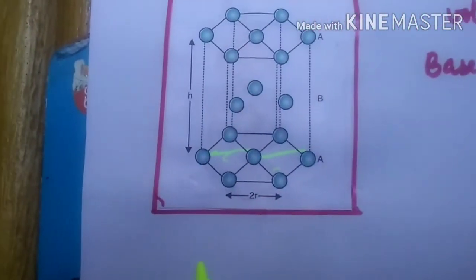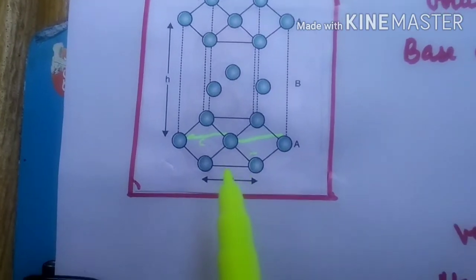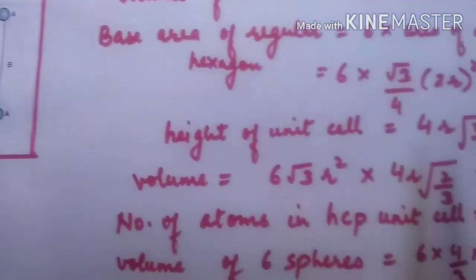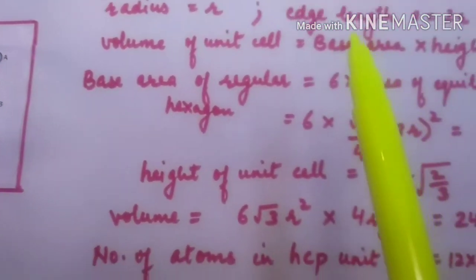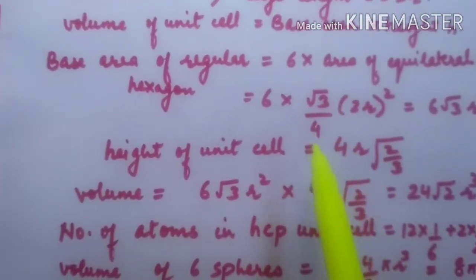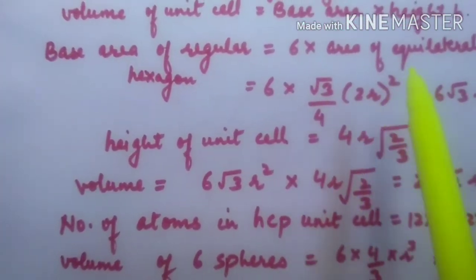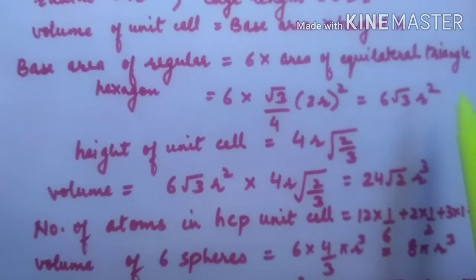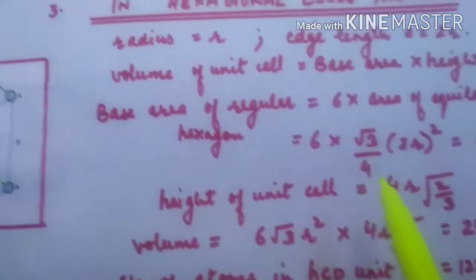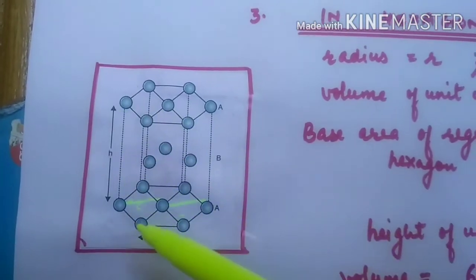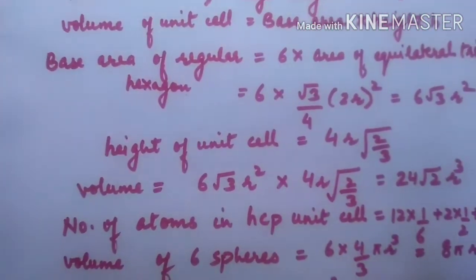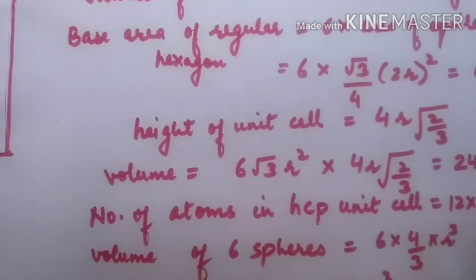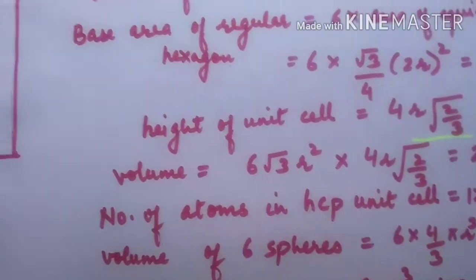Side, as you can see, the two atoms are touching each other. So this edge length A is equal to 2R. So you have the base area of the regular hexagon: 6 into root 3 by 4 side square, 2R square. On solving, this becomes 6 into root 3 R square. This is the base area. The height of the unit cell comes out to be 4R into root 2 by 3.